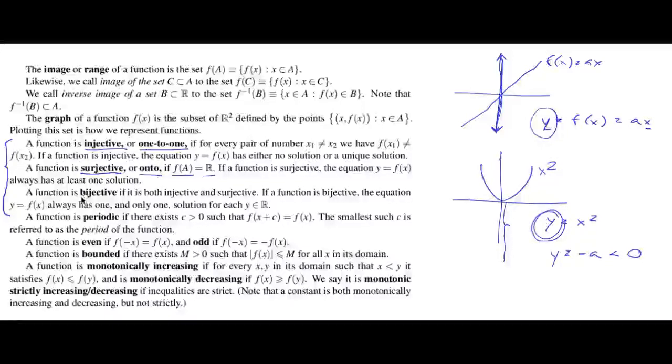And finally, a function is bijective if it is injective and surjective at the same time. For instance, f of x equals a times x is bijective, and x squared is neither injective nor surjective, so it cannot be bijective. If a function is bijective, the equation y equals f of x always has one and only one solution for each y in the real line.